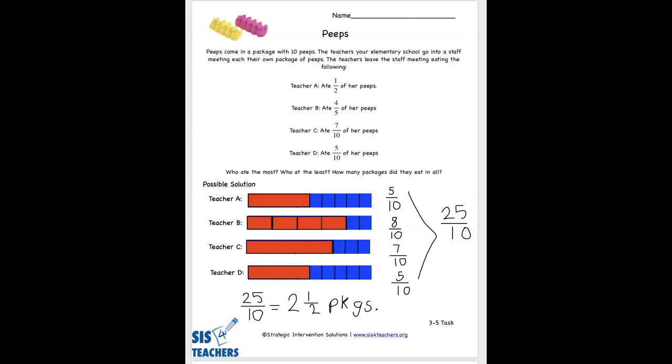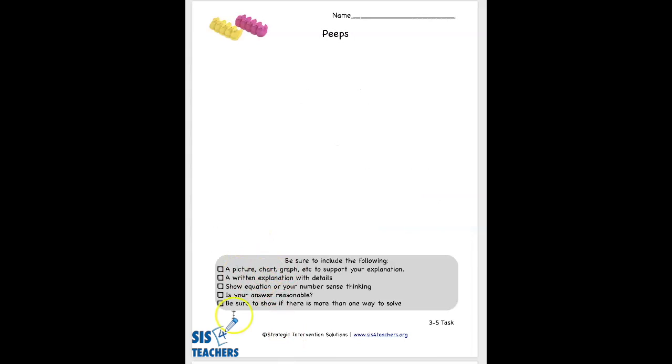Through my visual, I would be writing on my second page the things that I'm seeing: how did I know that teacher A and teacher D ate the least? I know that teacher B ate the most, and giving some explanation can go with that. At the bottom of our task, we have a chart for kids to refer to, to draw a picture or a chart.